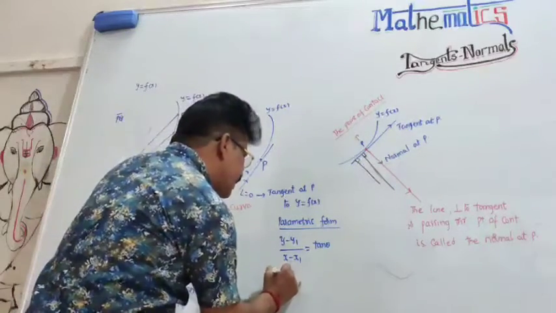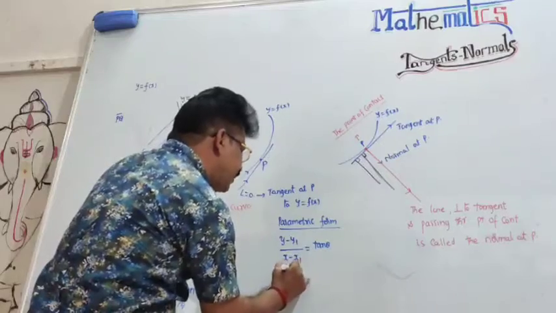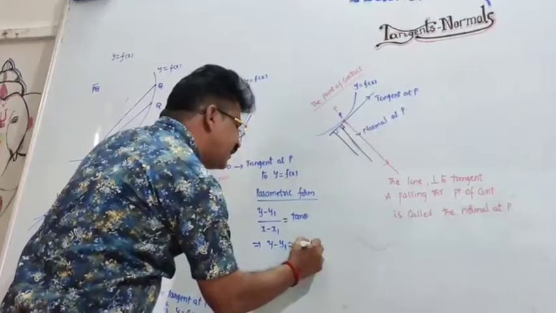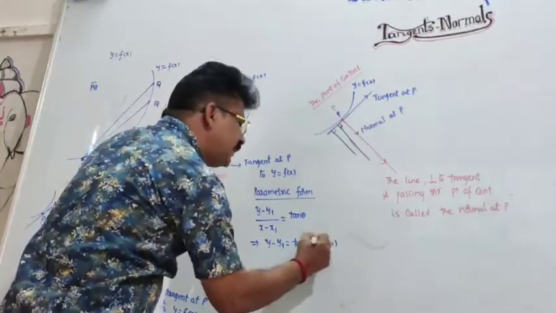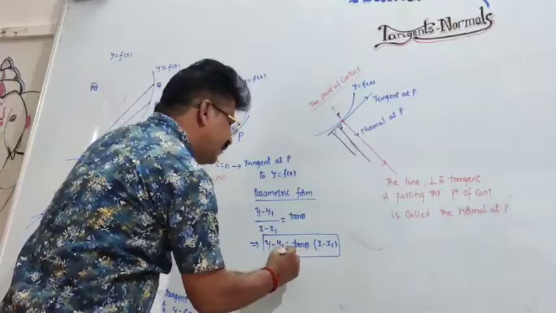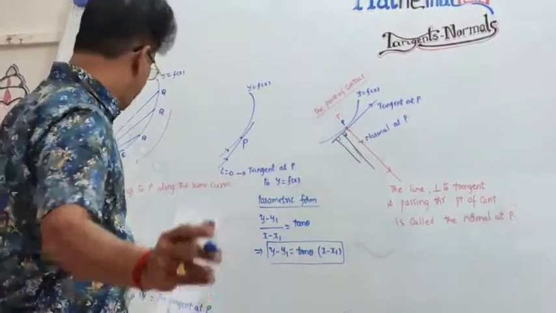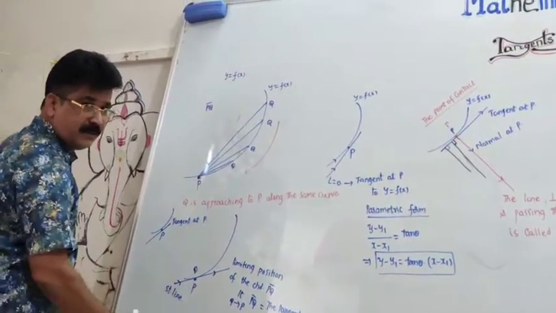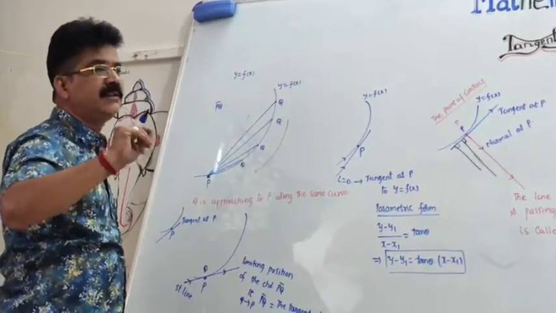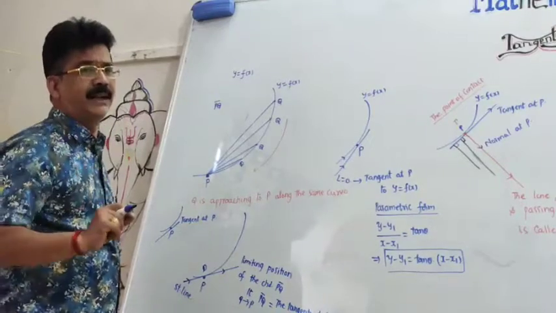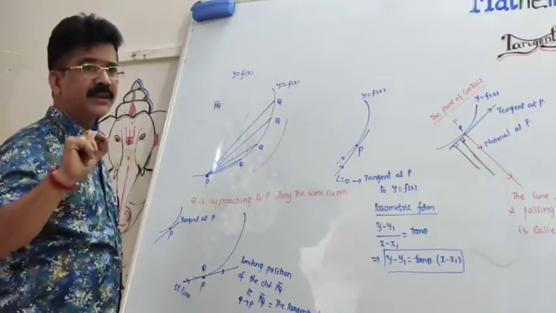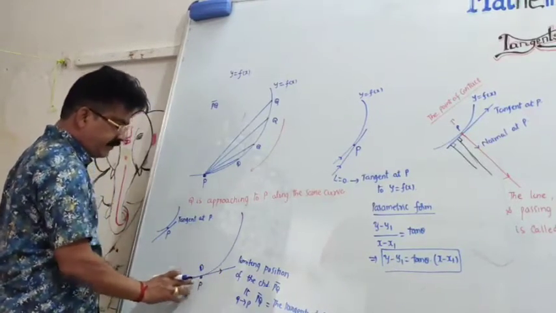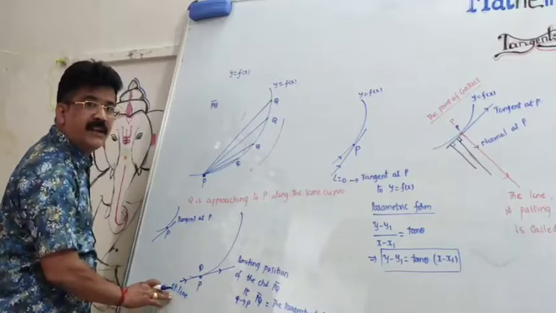On simplification, by taking cross multiplication, we have y minus y1 is equal to tan theta into x minus x1. So it is a straight line equation. Okay, because already I said tangent is a straight line. Straight line means what? Every first degree equation represents a straight line. So therefore, the tangent equation is always a first degree equation.